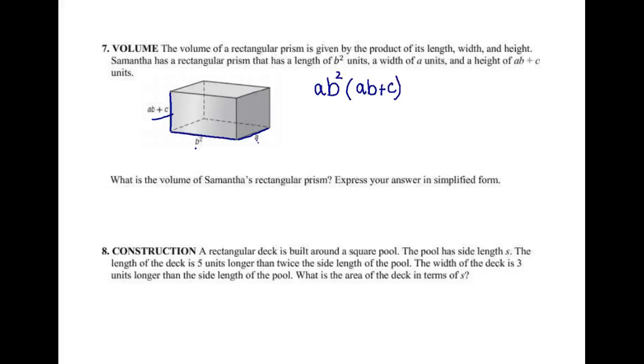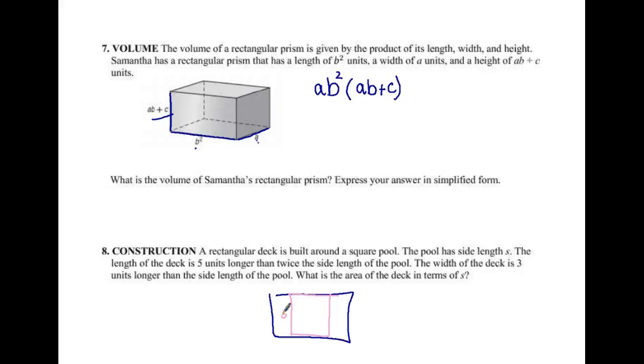For question number 8, I need you guys to draw a picture, and I need you to label the picture with whatever you're given. So you have a rectangular deck. Okay, so just draw a rectangle, and it's built around a square pool. Then you have a square pool. Okay. And the pool has a side of S. Okay. So this is S.